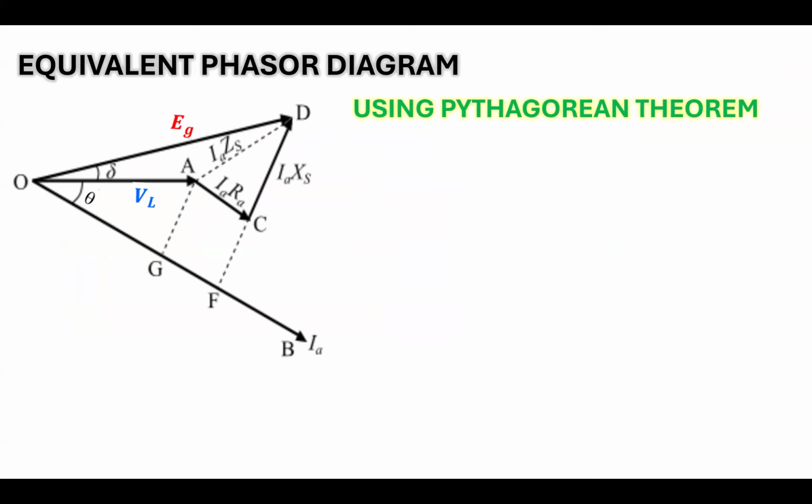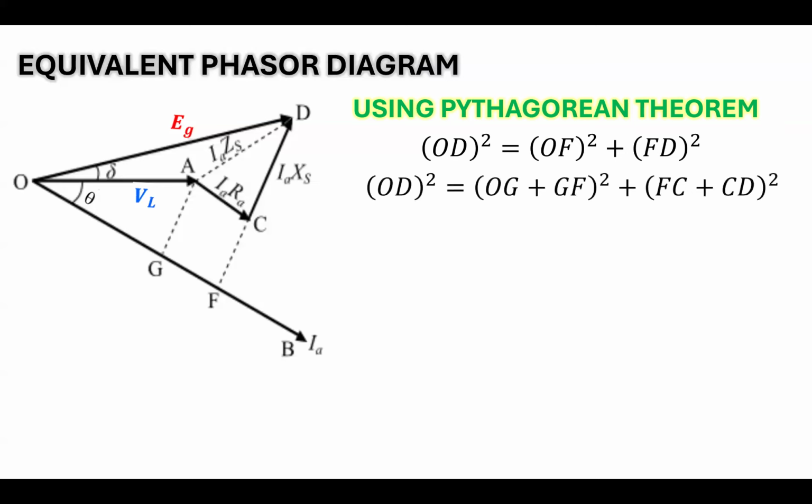So using the Pythagorean theorem, we are looking dito sa malaking triangle ODF. So, pag gagamitan natin siya ng Pythagorean theorem, that is, the square of the hypotenuse is equal to the sum of the squares of the opposite side and the adjacent side. That is, OD squared is equal to OF, the adjacent side, squared plus FD, the opposite side, squared.